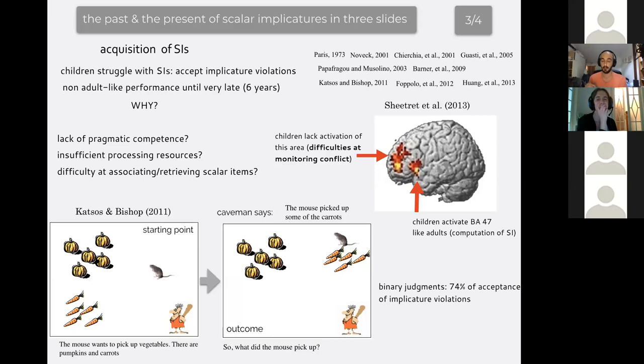So again, a consistent result. But when they provided children with a ternary reward, so they could give a big strawberry if they did very well, an intermediate strawberry if they did so-so, and a small strawberry if they did worse, then, as it turns out, 87% of children gave the intermediate reward in the implicature violation trial. So this suggests that they actually are sensitive to the implicature violation. Therefore, they concluded that for some reason that we don't really know, children are more tolerant of pragmatic violations rather than not being able to derive implicatures.